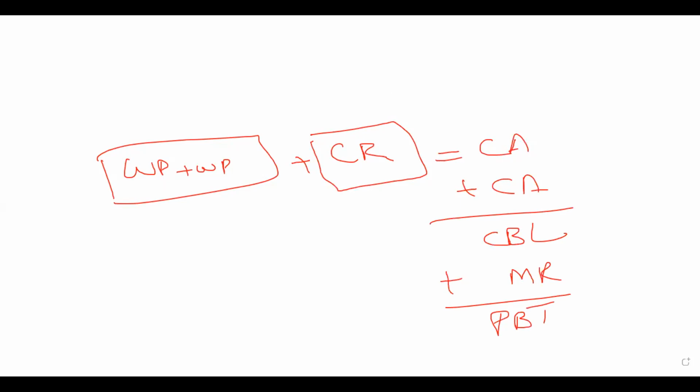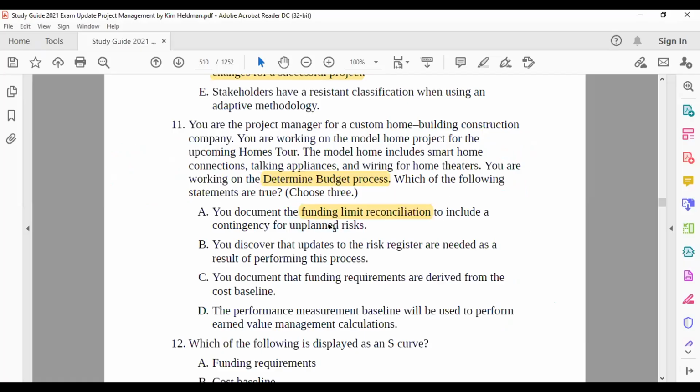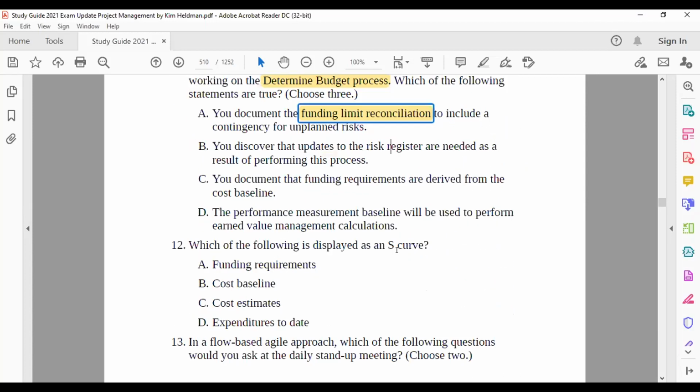Do you remember that? Yeah. So based on this information, unplanned risk will be covered by the management reserve. So this part is okay. There's no problem here. The problem is here, funding limit reconciliation. And what I told you, if one word is wrong, the whole answer will be wrong. So don't try to do this. The real thing is you have to find one wrong word and you will get to the answer. So yes, A is wrong.